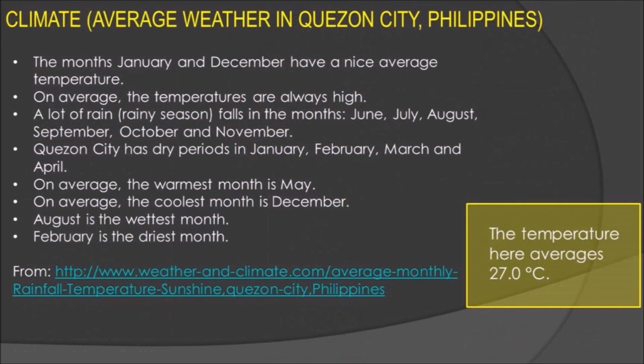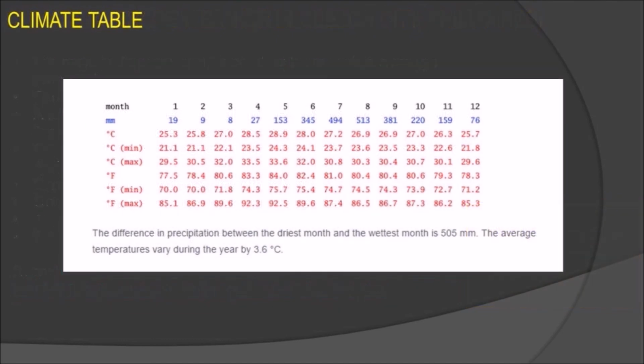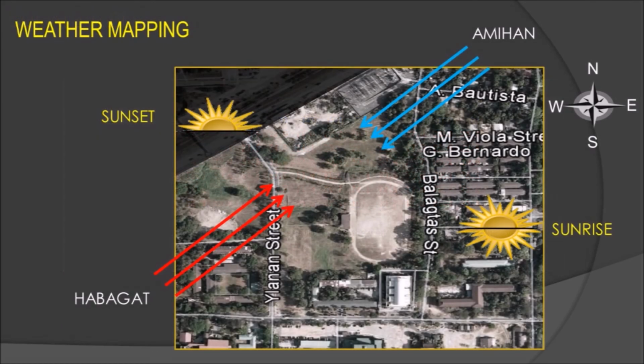For the climate, the months January and December have a nice average temperature. A lot of rain falls in the months June, July, August, September, October, and November. Quezon City has dry periods in January, February, March, and April. On average, the warmest month is May, the coolest month is December, August is the wettest month, and February is the driest month.